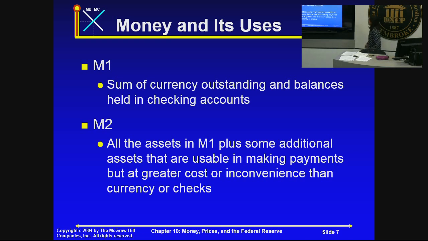Okay, very quickly, M1, once again, a more formal definition now, which you also have in your book. This is the sum of currency outstanding and balances held in checking accounts. Nothing surprising there. M2, on the other hand, is all the assets in M1 above plus some additional assets that are usable in making payments but at a greater cost or inconvenience than currency or checks.